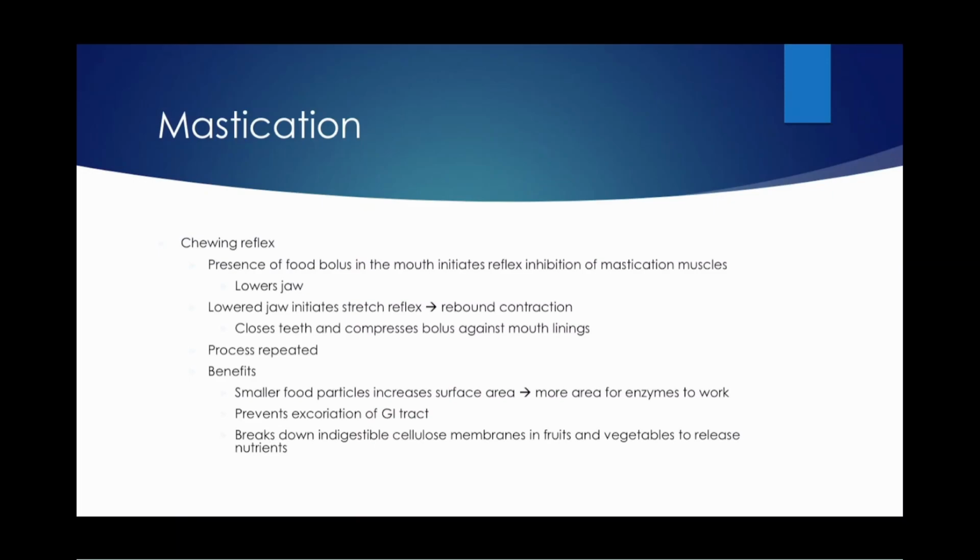Mastication, we do have a chewing reflex. So once the bolus hits the mouth, you start chewing. Lower jaw initiates the stretch reflex. So as you open your mouth, it's going to stretch reflex and have it come back up. And that's the chewing rebound contraction. Process is repeated until obviously you break it down into small enough particles and then you swallow it.